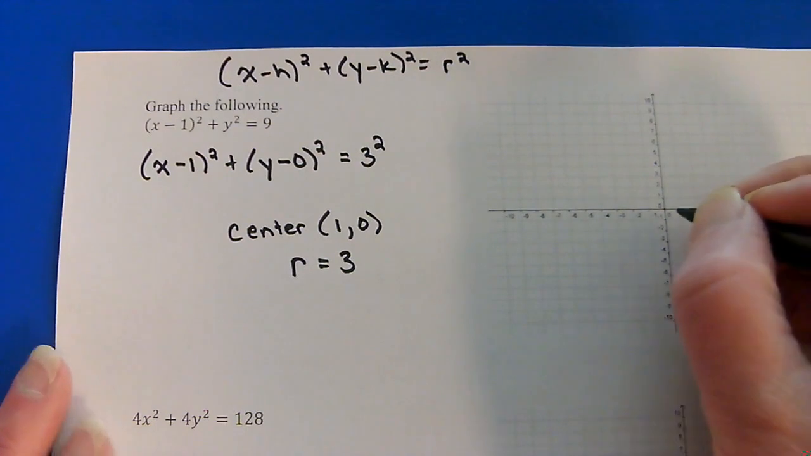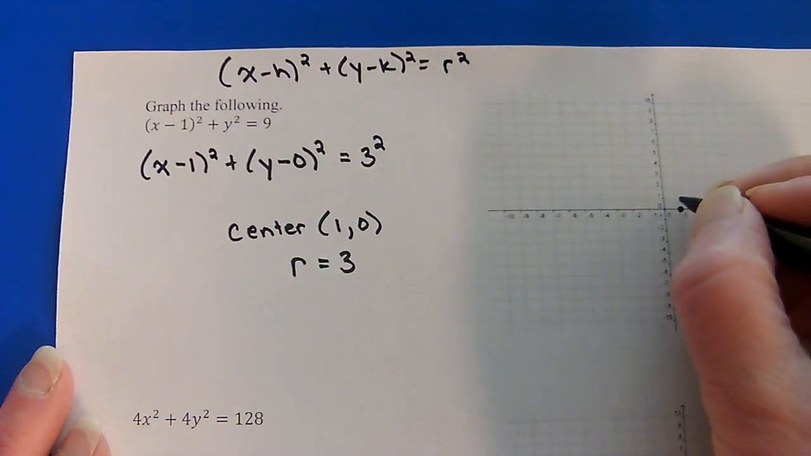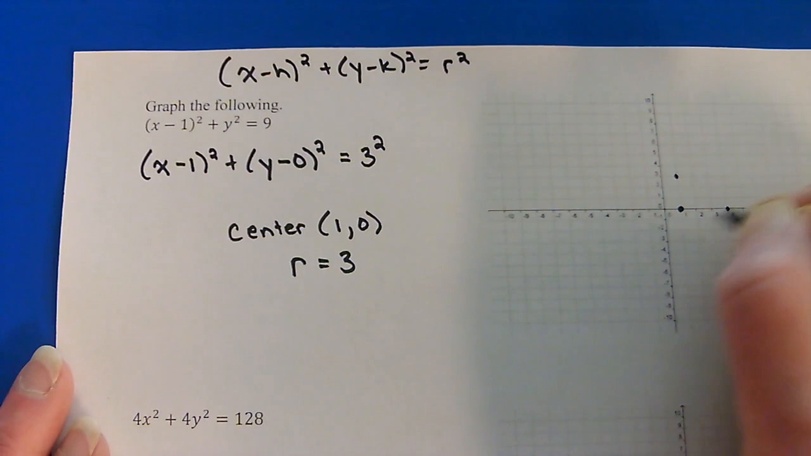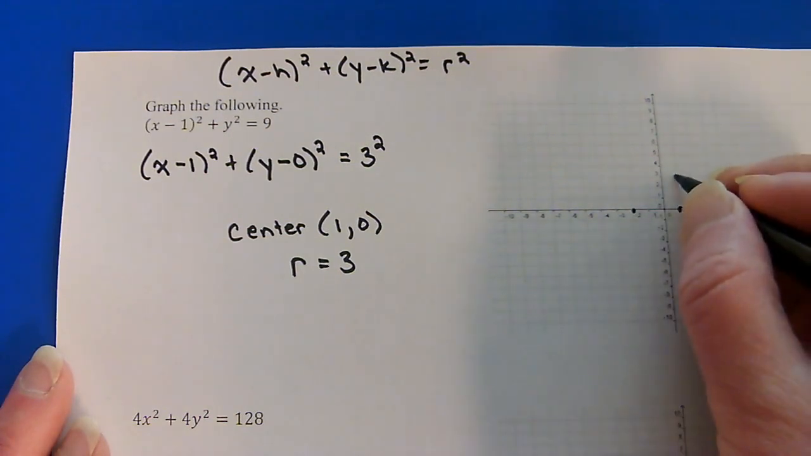So if I'm graphing this circle, I'm going to come over here and plot my center, and then count out 3 steps. 1, 2, 3. And connect the dots.